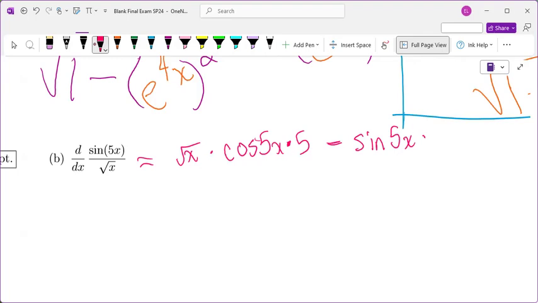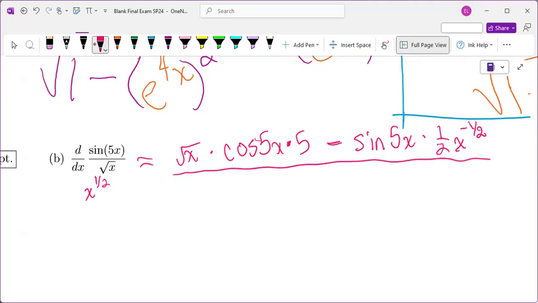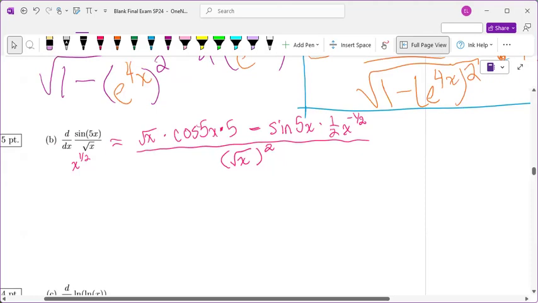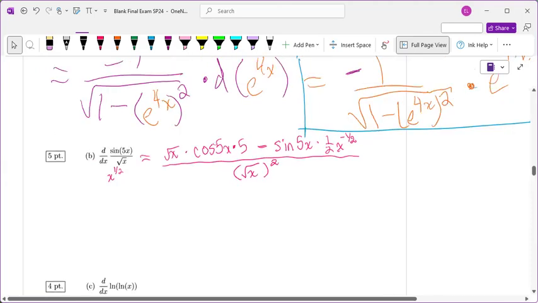D low, so the derivative of the square root of x. Remember that's x to the 1/2, so we can write it as 1/2 x to the -1/2 for our derivative. Over square the denominator. And away we go. That's it. Don't get fancy. That is easy to grade for me. So even with the square root of x, it's not too bad. It's just a little annoying.